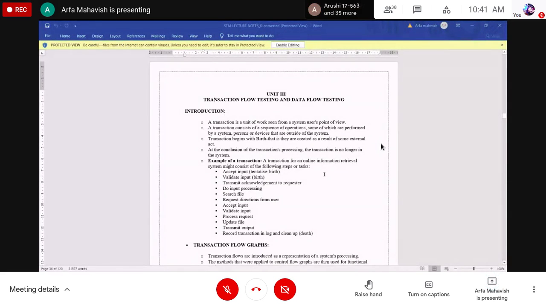So next we will go with unit 2, that is transaction flow testing. Now we will go with what is the transaction flow. Transaction flow is introduced as a representation of system behavior. In the transaction flow, we are going with the behavior, or how the system is representing, how the system is behaving, at what node, at what stage, how the system is behaving. We are going with the transaction flow.